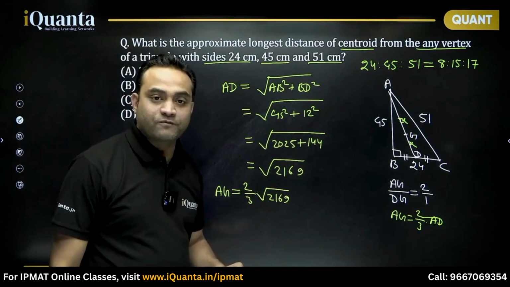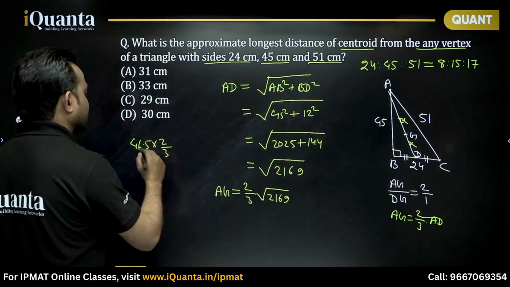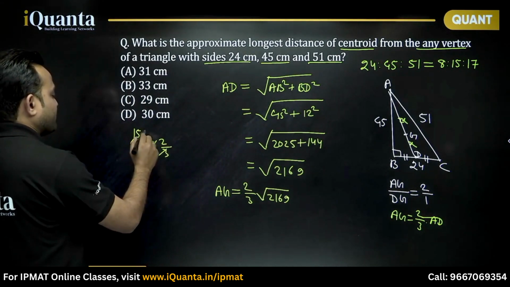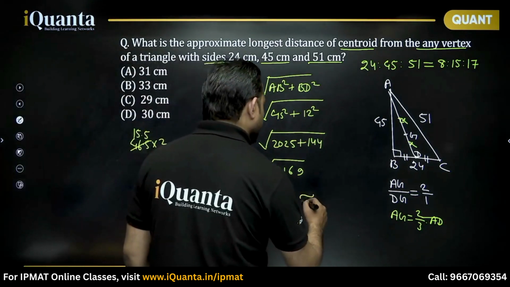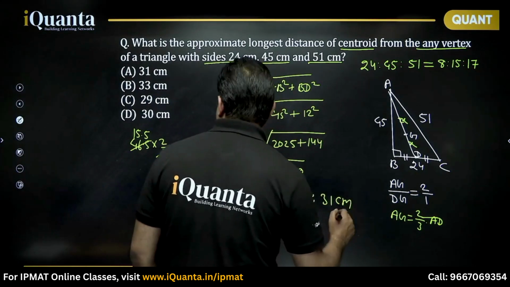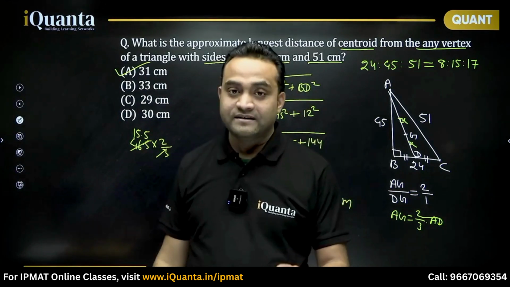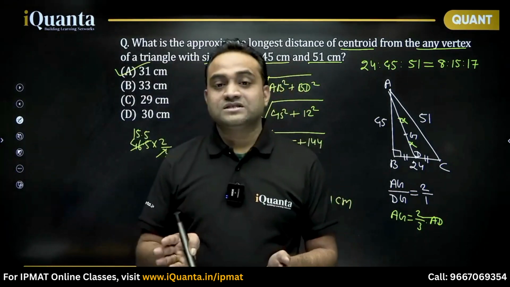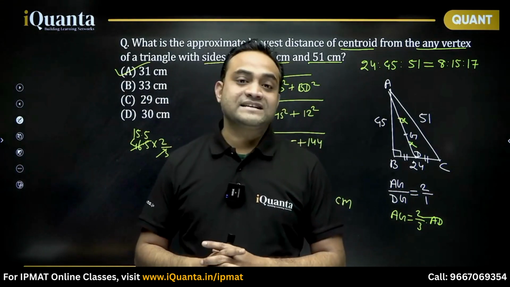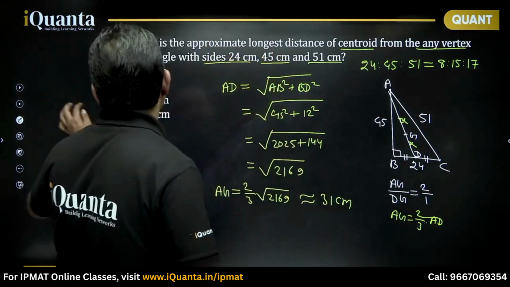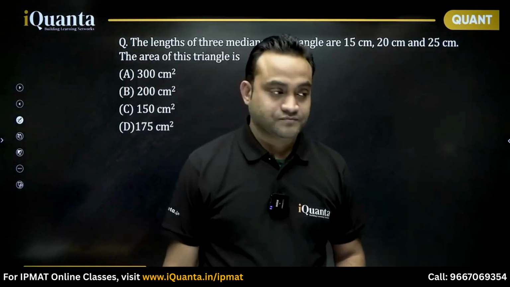Now if I take this value as 46.5, then 46.5 into 2/3 comes to 31, approximately. What we need is the approximate value, so the answer is 31 centimeter, which is our option A. Okay. So again we have tried to cover all the basic concepts based on incenter, inradius and centroid medians. In the next session, we are going to cover questions based on altitudes and perpendicular bisector.